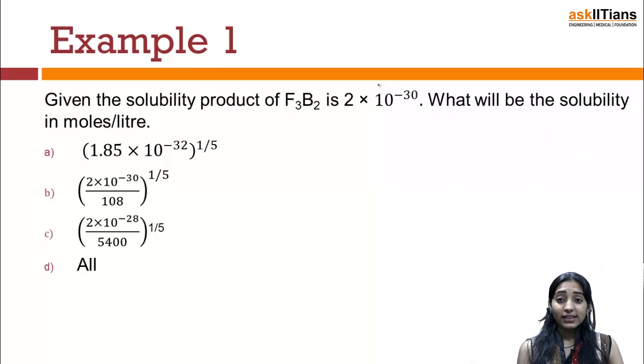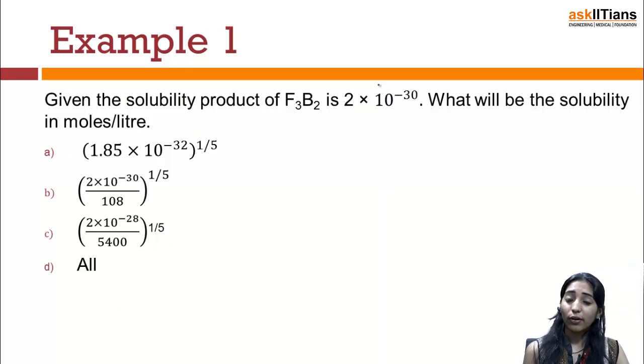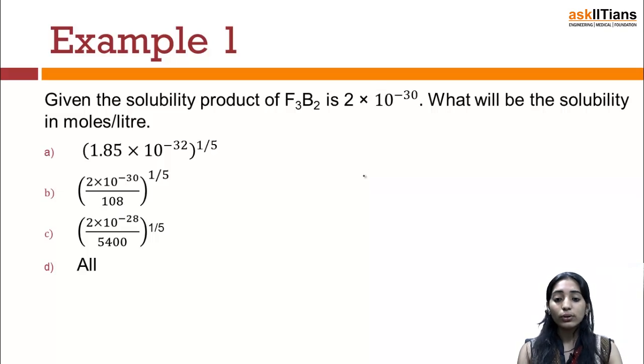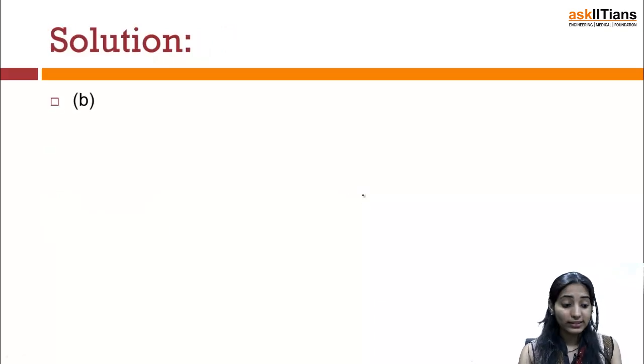So having discussed all the different types of indicators and the solubility product, now it's time where we can do certain examples so as to get more confidence over the subject which we have learned. Let's first come to example number 1, which states that given the solubility product of F3B2 is 2 into 10 to the power minus 30, you have to find out the solubility in moles per liter. Let's try to solve this question.